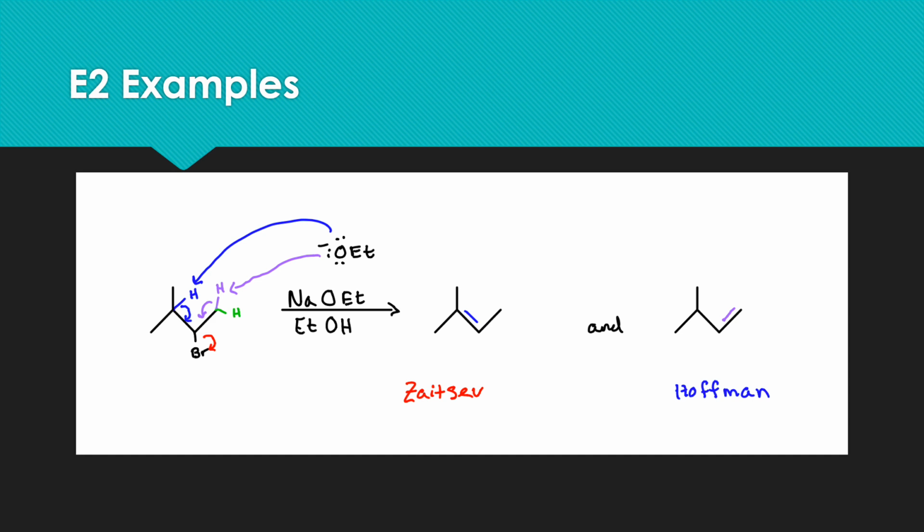If we follow the purple arrow of the lone pair of electrons, which grabs the hydrogen off of the methyl carbon at the end, one hydrogen is not shown there. There should be a third hydrogen. But if the lone pair of electrons reaches out and grabs the purple hydrogen, we will get the Hofmann orientation of the double bond.